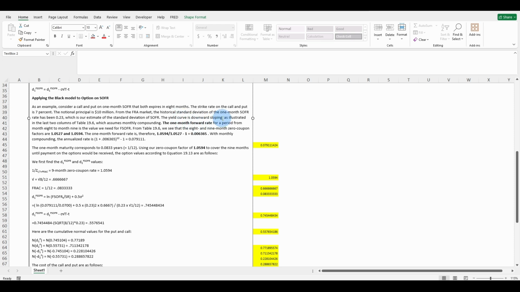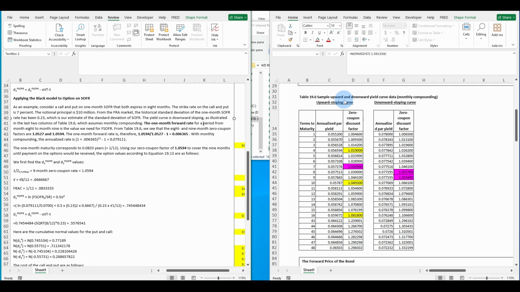The 1-month forward rate for the period from month 8 to month 9 is the value we need for forward SOFR from table 19.6. I pulled up 19.6, the European option pricing, the European forwards. The 1-month forward rate for the period from month 8 to month 9, right here, is the value we need for F SOFR from table 19.6. We see that the 8 and 9 month zero coupon, this is downward sloping. All right, how did I get it? Well, you remember, you plug and chug. Here's your plug and chug.